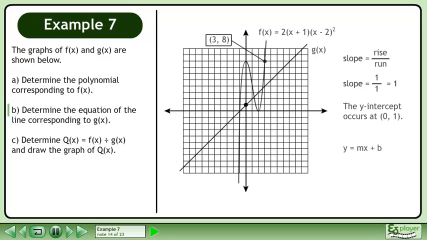The slope-intercept form of a line is y = mx + b. Plug in the slope and b value to get y = x + 1. Replace y with g(x) to get g(x) = x + 1, since we need to express this using function notation.